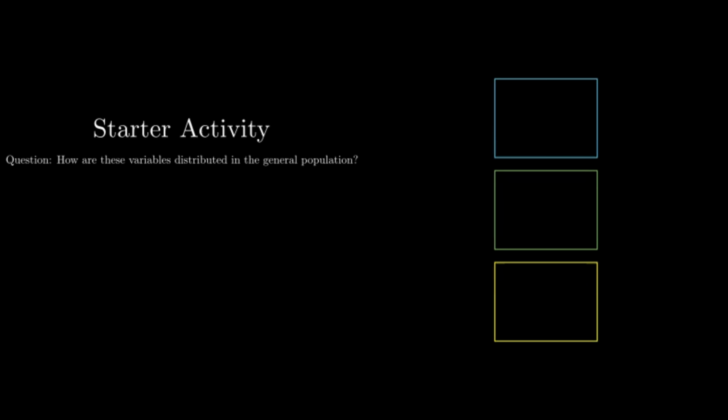Think about this question: how are these variables distributed in the general population? For example, if we were to create a histogram of the heights of all adult men, what would it look like? Most men are not as tall or as short as the men pictured. Their heights would be clustered around an average value, with very few people at the extreme ends. This is a key idea in probability distributions. Not all outcomes are equally likely.